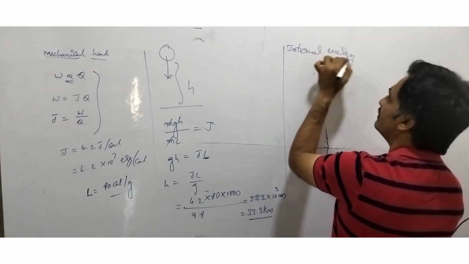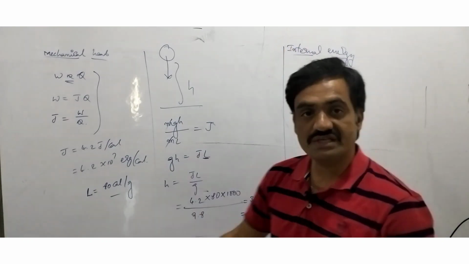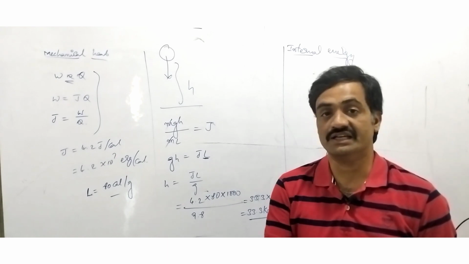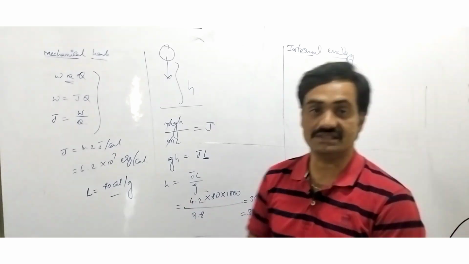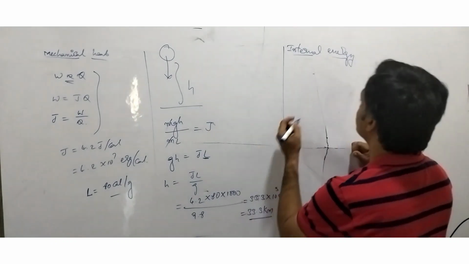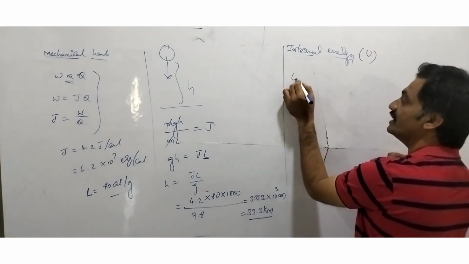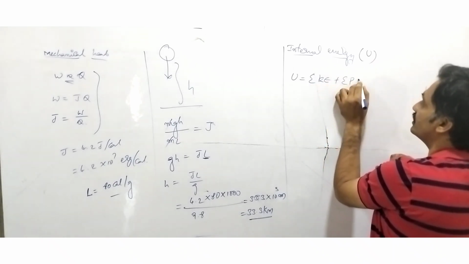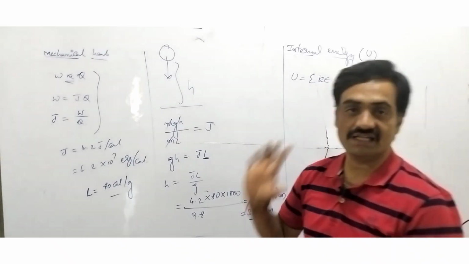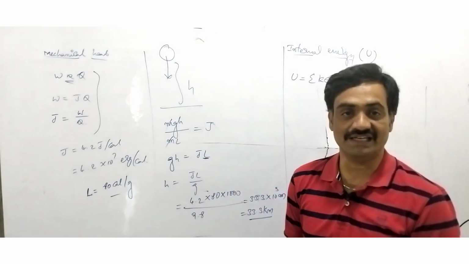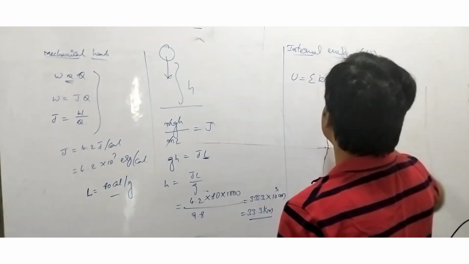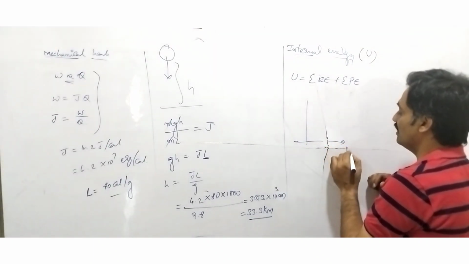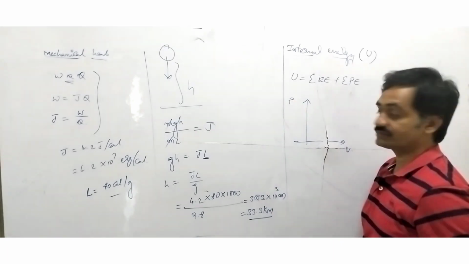Internal energy is nothing but the sum of all the energies possessed by the system. Here the internal energy is represented with U, where U equals the sum of the kinetic energy and the potential energy possessed by the gas molecules. Based on this internal energy, I am going to consider an isolated system based on volume and pressure.